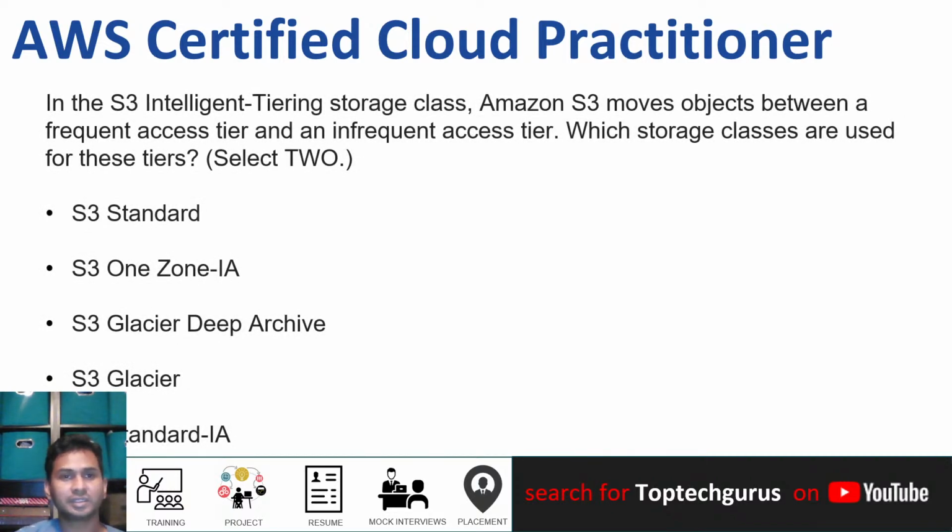S3. Again, you'll get 2 to 3 questions for sure from S3. So if you know your S3 questions very well, the different storage classes, you'll be pretty good about at least those 2 to 3 questions. You'll get those right. In the S3 Intelligent-Tiering storage class, Amazon S3 moves objects between a frequent access tier and an infrequent access tier. Which storage classes are used? Which do they move them from?